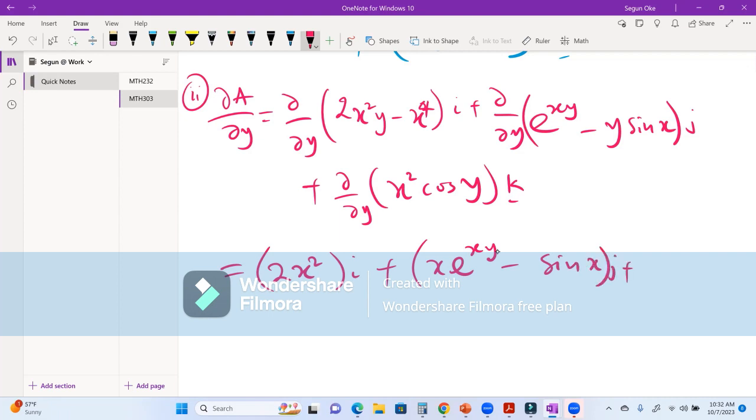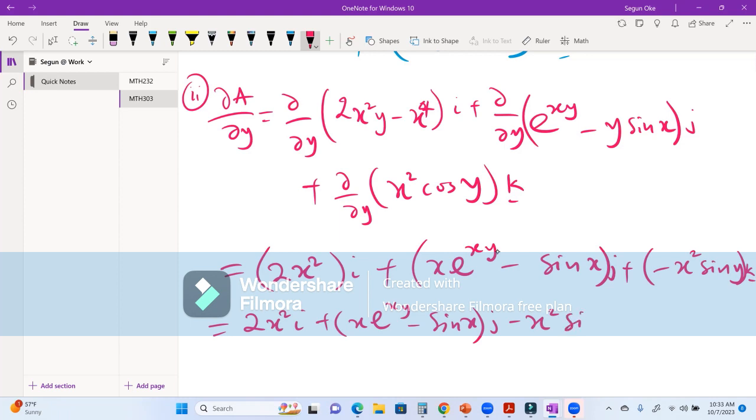Minus sin x. So it's going to be minus x squared sin y. So which is 2x squared i plus x exponential xy minus sin x j minus x squared sin y k. That's all. Any question?